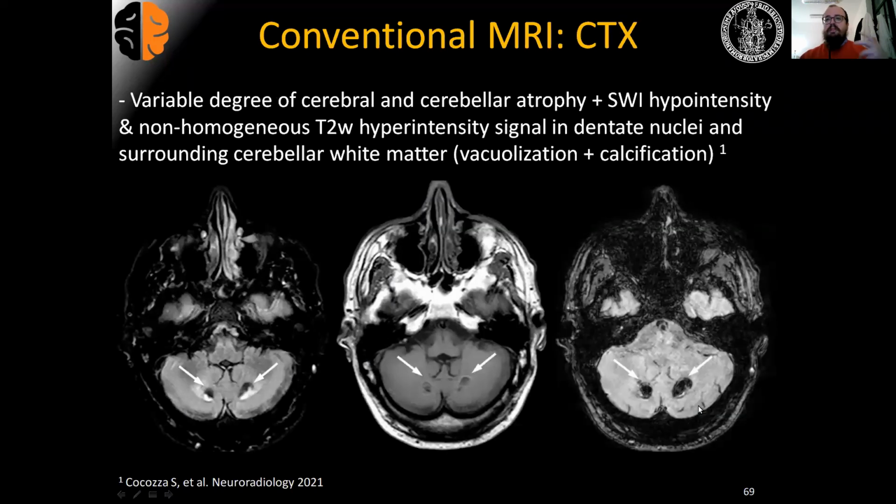Another typical pattern of imaging is cerebrotendinous xanthomatosis, CTX, which is characterized by a variable degree of cerebral and cerebellar atrophy, but most importantly by the presence of mixed hypo- and hyperintensity at the level of the cerebellum, which shows some T1 hyperintensity. Here you can see this line, and hypointensity in SWI, which is a reflection of a complex phenomenon of vacuolization and calcification, which is indeed very typical of CTX.